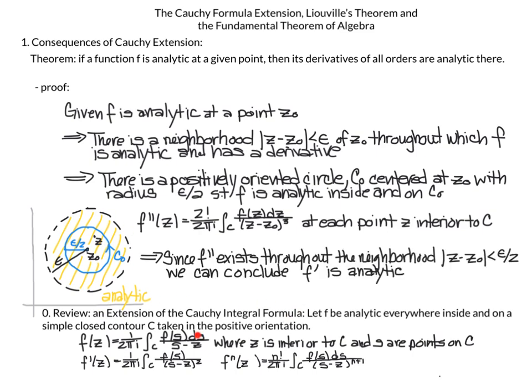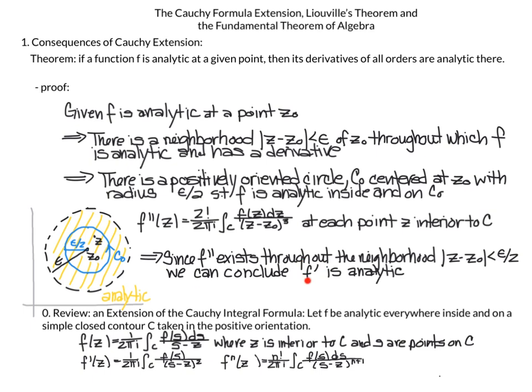Part of this extension of the Cauchy integral formula is that once we have this formula for the nth derivative of f, that means that this derivative exists. So for our problem here, what we just showed is f double prime exists throughout the neighborhood that we're considering, which means if we look at the definition of what it is to be analytic, it means that there's a neighborhood throughout which f is analytic and has a derivative.